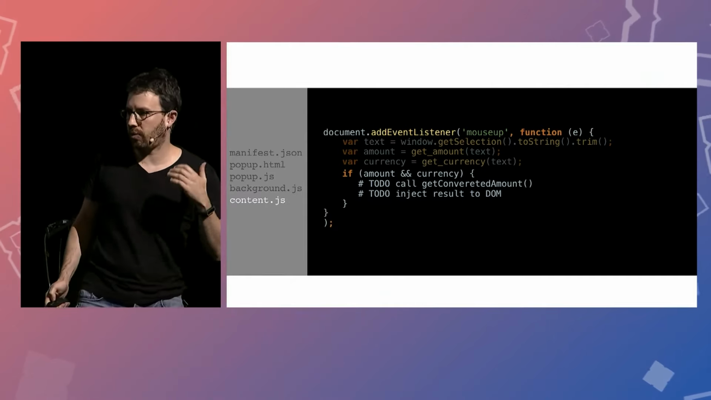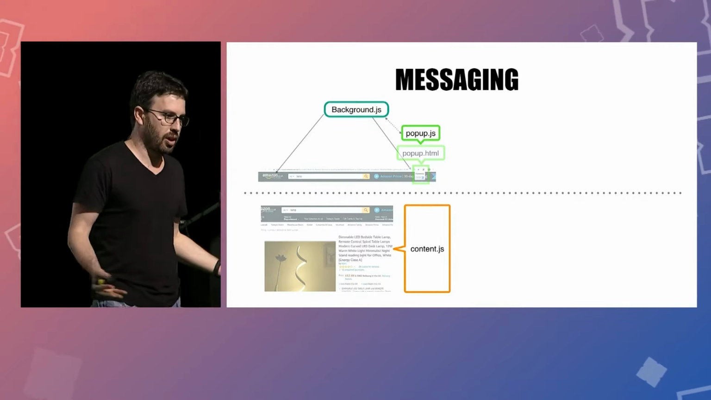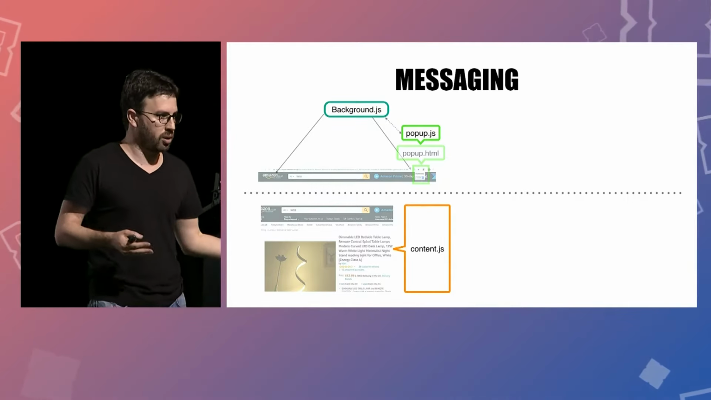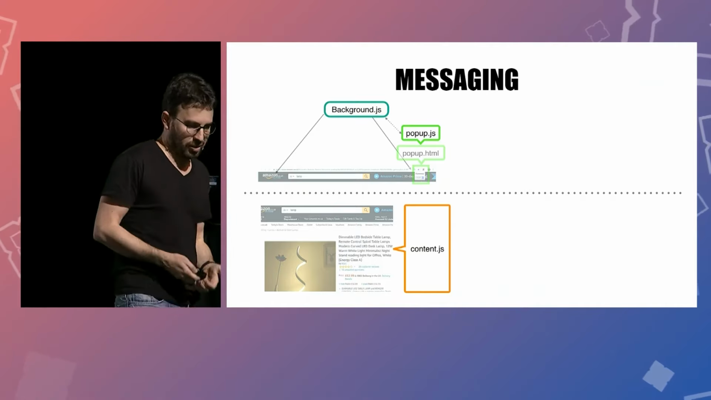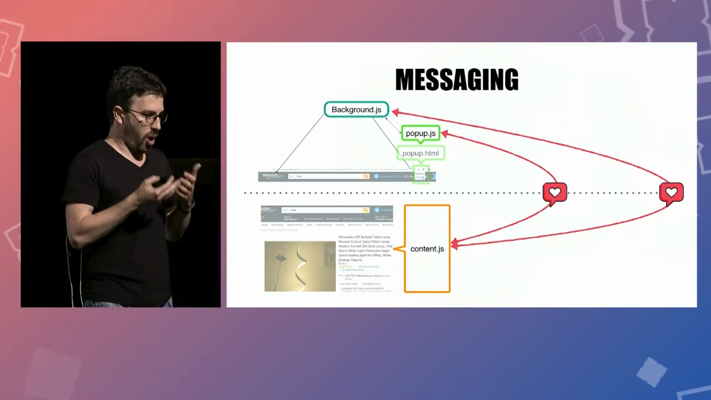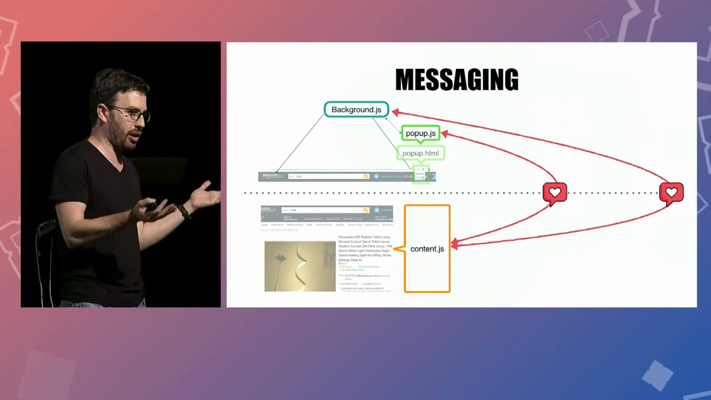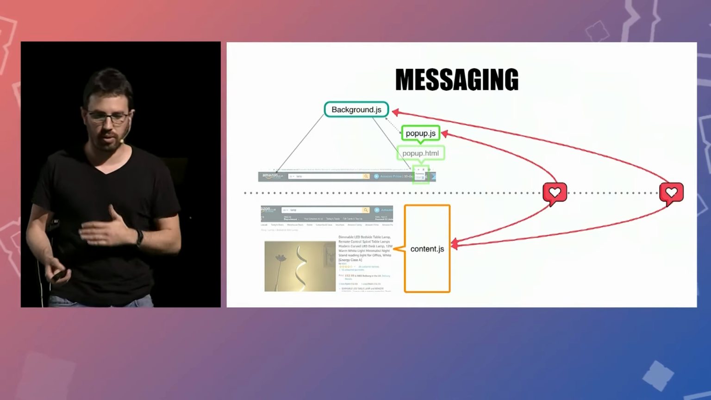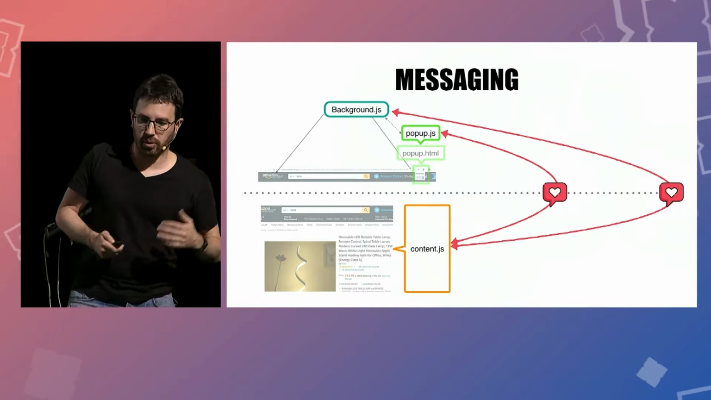But we have some problem here. We talked about two contexts, and we can't call directly from one context to another. So thanks to Google, we have this great messaging mechanism. We can send a message from the content to the background, from the content to the Popup.js, and vice versa, also on the other side. So let's see how it looks.